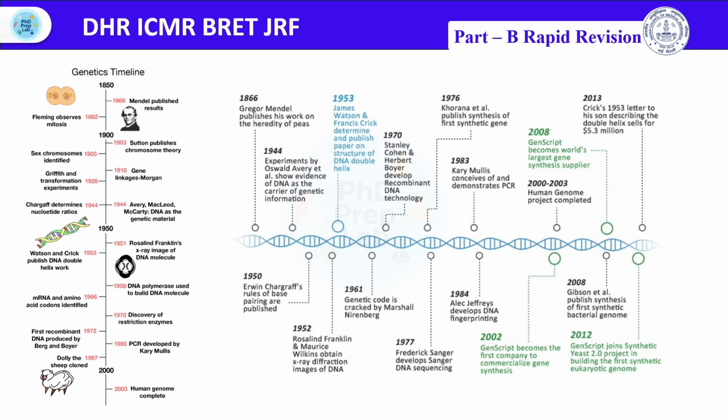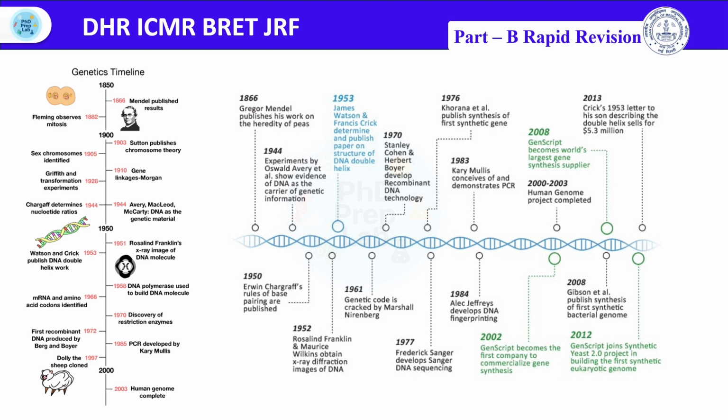Then, in 1928, Griffith proposed the transformation experiments, the experiment that, if you remember, was done on mice, introduced with R strain and S strain. So make sure you go and do a quick revision on that.